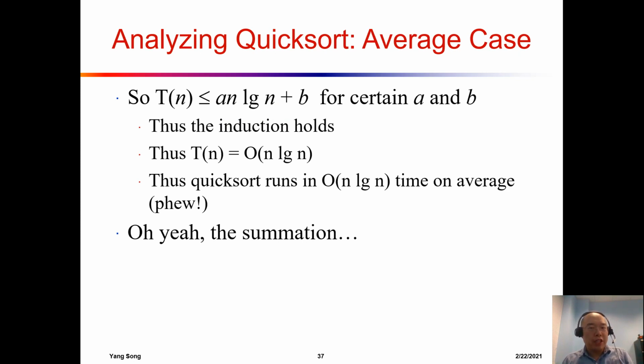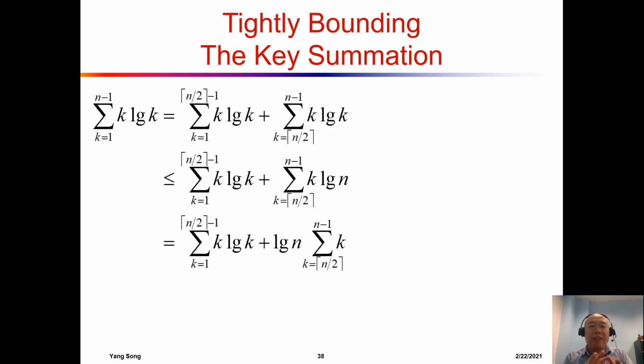So are we finished? No, there is still one part we haven't done yet. We want to figure out this summation, k log k for all the possible values of k from 1 to n minus 1. The trick I'm doing here is breaking the range from 1 to n minus 1 into two parts. For the first part, I'm doing k equals 1 to half n, and then the second one is half n to n minus 1. So I'm breaking it into two halves to make our life easier.